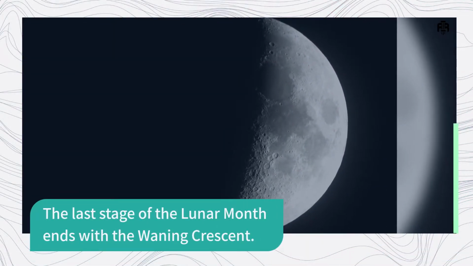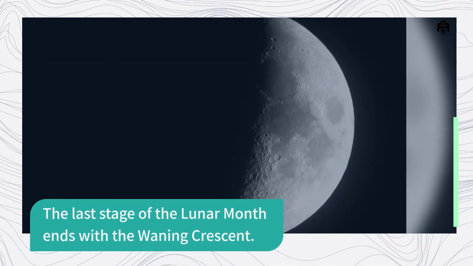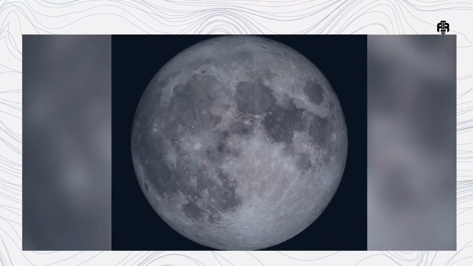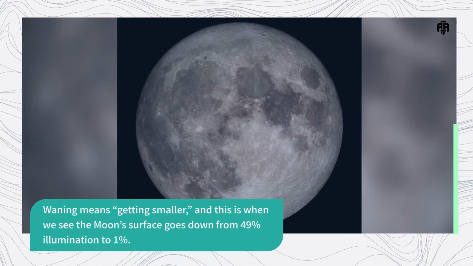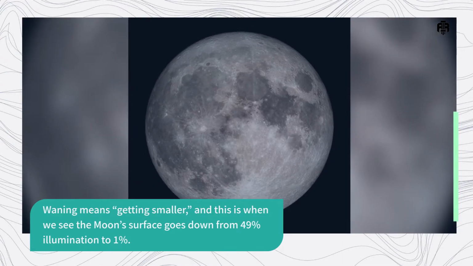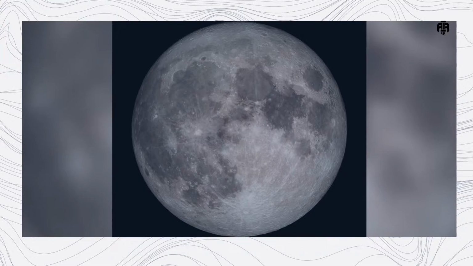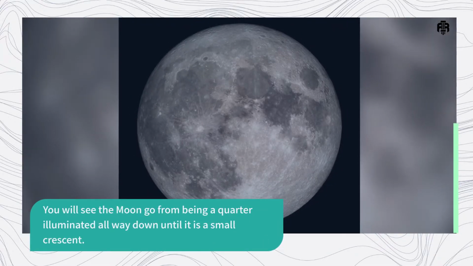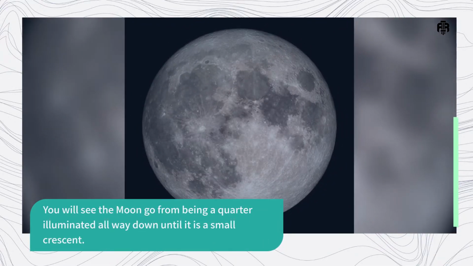The last stage of the lunar month ends with the waning crescent. Waning means getting smaller, and this is when we see the moon's surface goes down from 49% illumination to 1%. You will see the moon go from being a quarter illuminated all the way down until it is a small crescent.